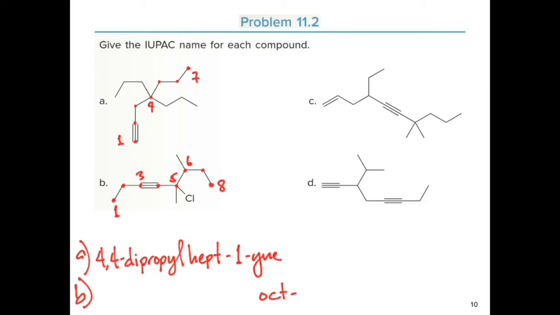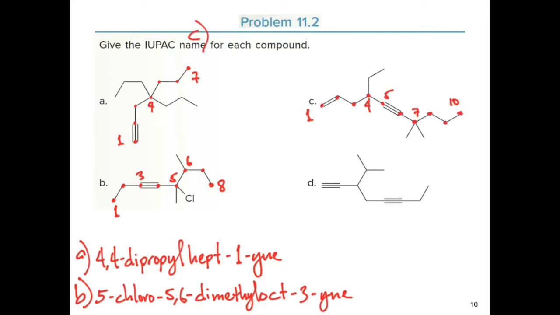So we have oct-3-yne. And then we have a methyl group on the 6th carbon atom, another methyl group on the 5th carbon atom, and then a chloro group on the 5th carbon atom. Since chloro comes first before methyl alphabetically, it's going to be 5-chloro, and then 5,6-dimethyl. And so the name of this compound is 5-chloro-5,6-dimethyl oct-3-yne.